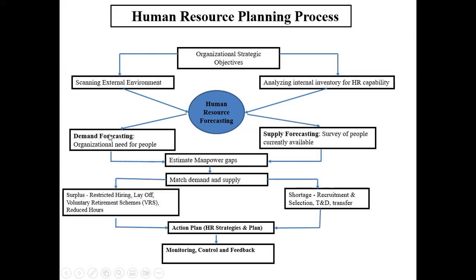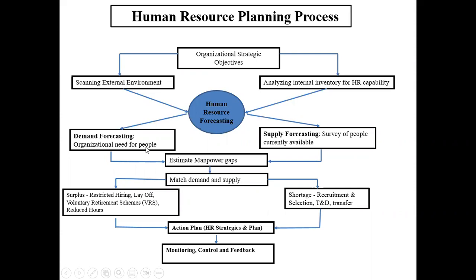So demand forecasting essentially concentrates on an attempt to predict the need for human resources in terms of their quality and quantity. Whereas supply forecasting also tries to ascertain the number of human resources that will be available in terms of their quality and quantity to help the organization achieve its strategic imperatives. So supply is to available human resources forecasting, whereas demand is ascertaining the need for human resource forecasting.